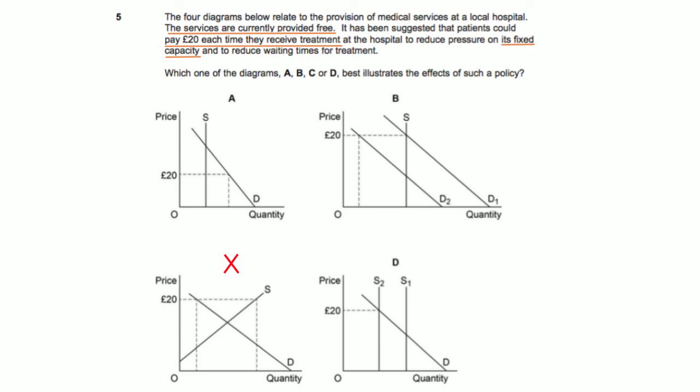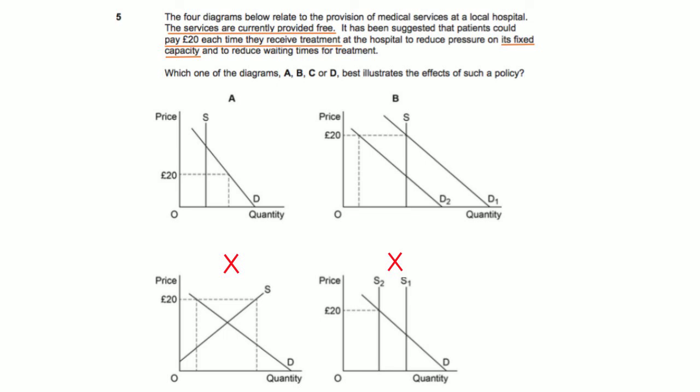The question states nothing about the fixed capacity of the hospital changing. This means that supply must stay in that perfectly inelastic position, and therefore there will only be one supply curve. That means that option D is also wrong, because there's 2 supply curves here. If the supply curve was to move from S1 to S2, it would mean that the hospital's fixed capacity has fallen. And as this isn't the case, option D is wrong. So now we're left with option A and option B.